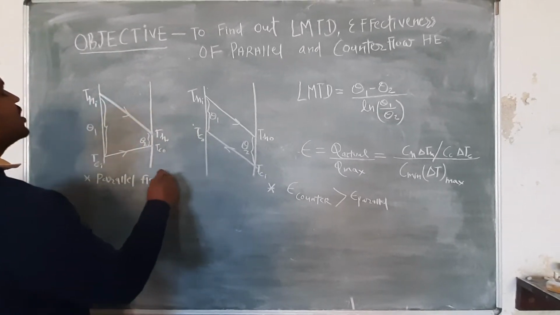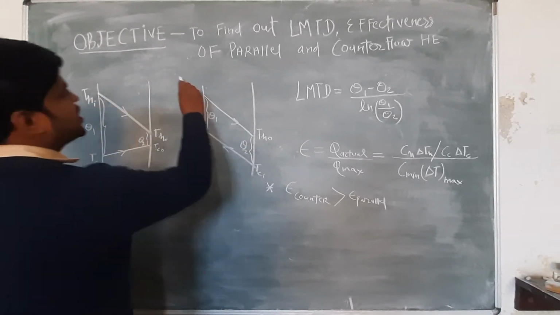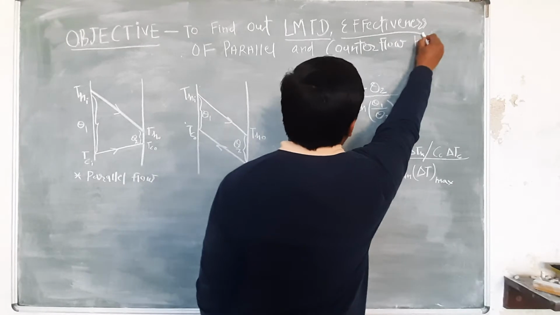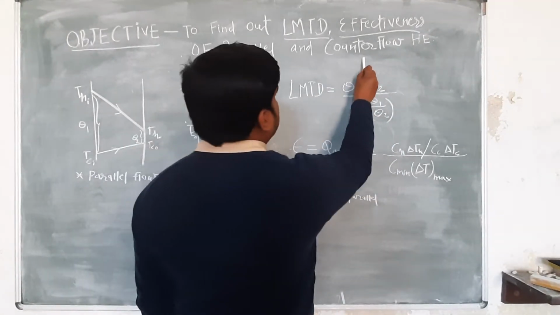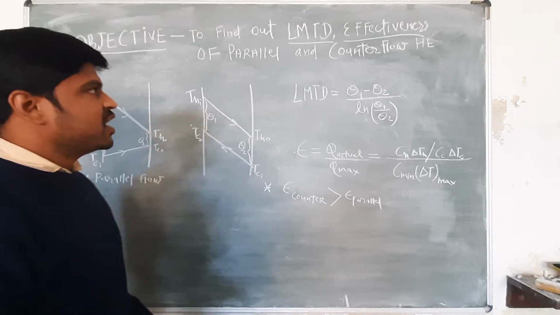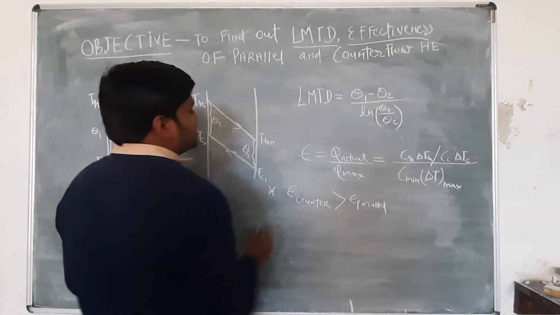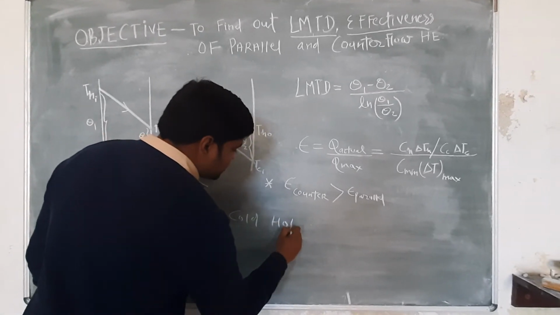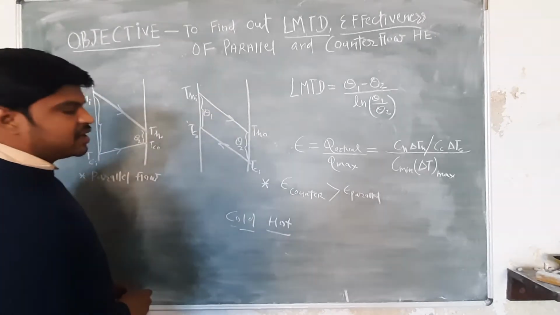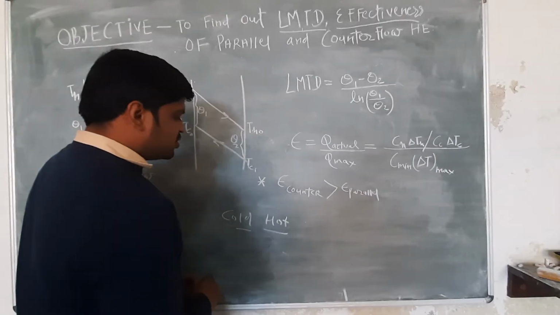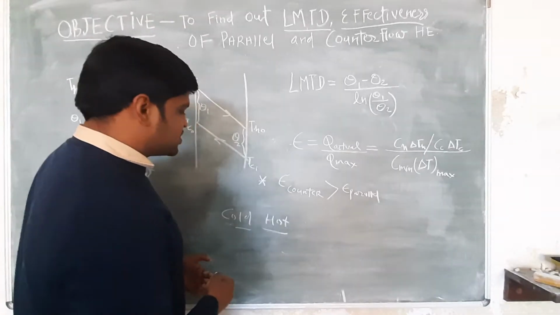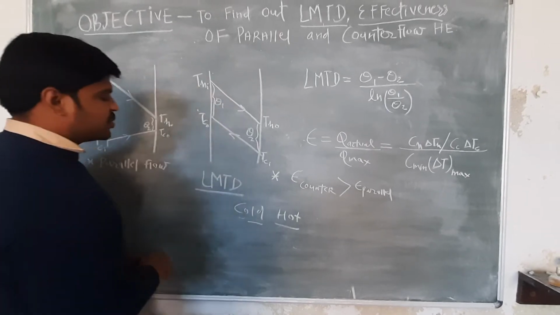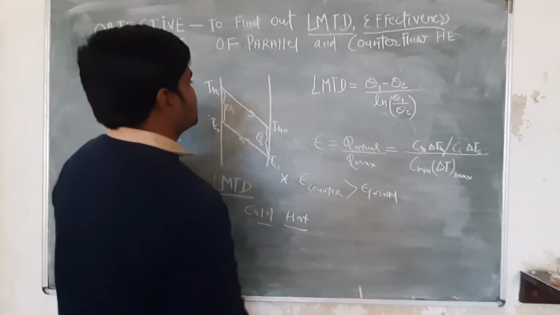So here you can see, here is the calculation part. The basic objective of our experiment is to find out the logarithmic mean temperature difference and to find out the effectiveness in both parallel flow as well as in counter flow. So firstly we have to know why we are using the LMTD concept. When there is heat transfer between the cold fluid and hot fluid, the temperature of the hot and cold fluid is continuously changing. So for our calculation purpose, we have to find the mean temperature difference. So the concept of LMTD is introduced for the calculation.